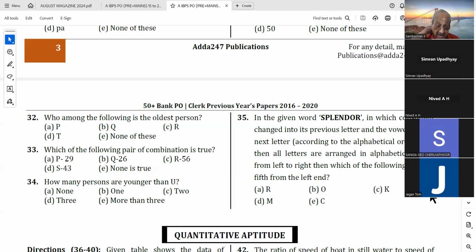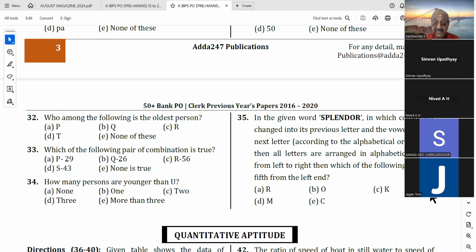So see, this is how I am committing mistakes here. While marking itself, I am committing mistakes. So what you should do? First, you should take all consonants and go backward. Then take vowels and go forward. If you do like that, you will get R, O, K, F, M, C, P, Q.